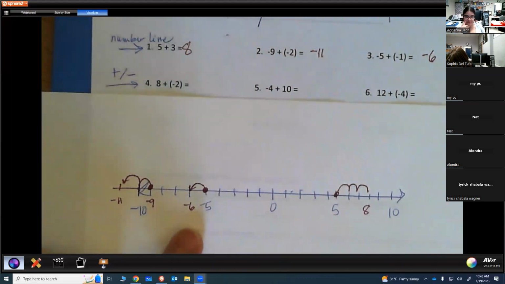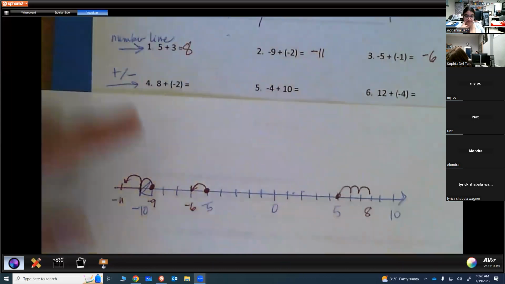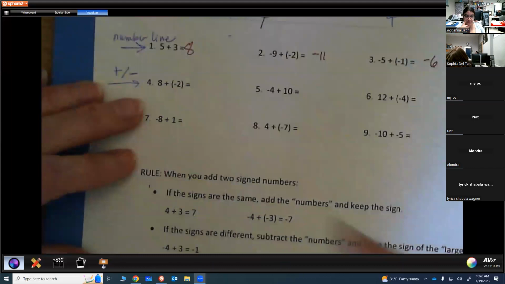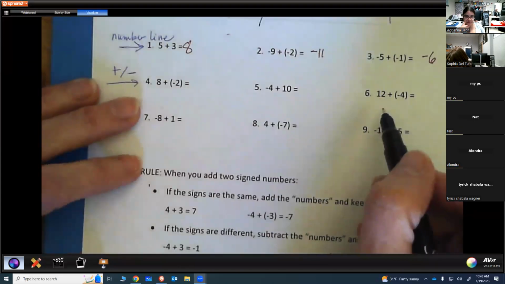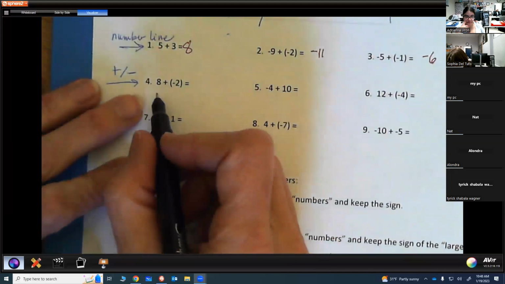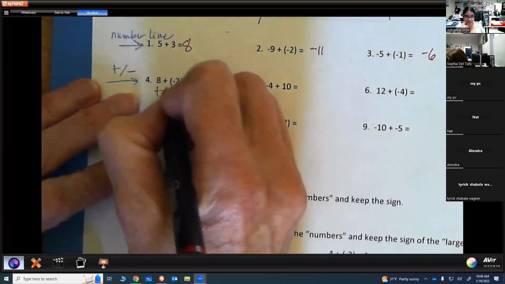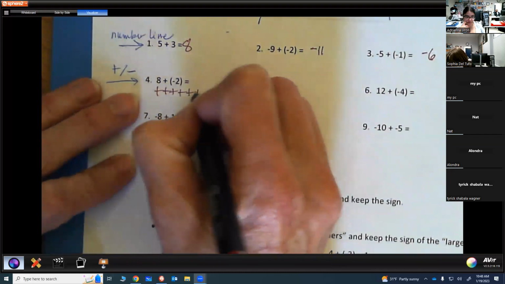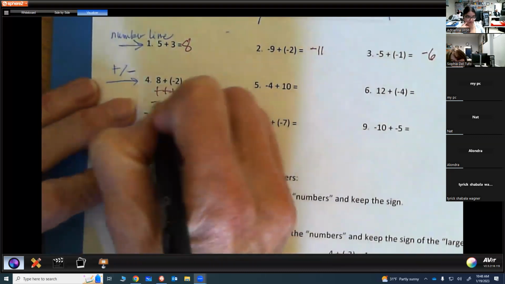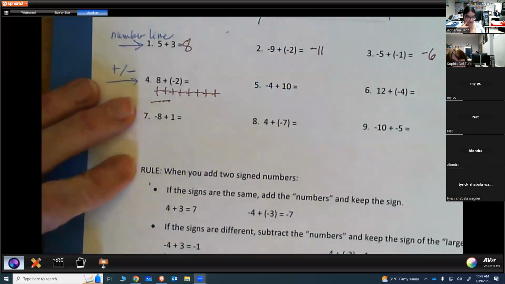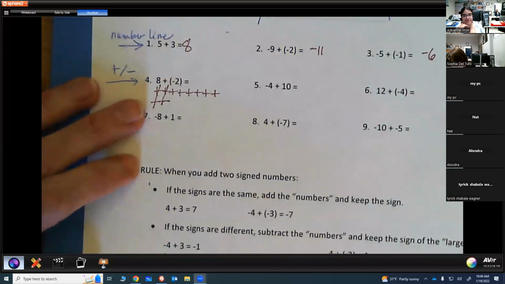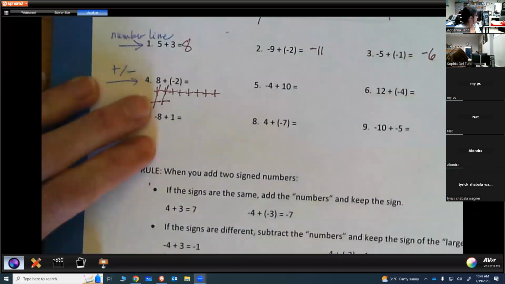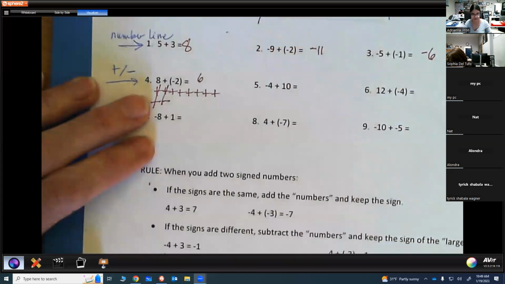I see a thumbs up from somebody. All right. So the next ones I said to do the charge model, which I probably should have picked different numbers for those. Number 4 would be represented by 8 positives and 2 negatives. Then I'm going to cancel out the positives and negatives that are together. That leaves me with 6 positives.